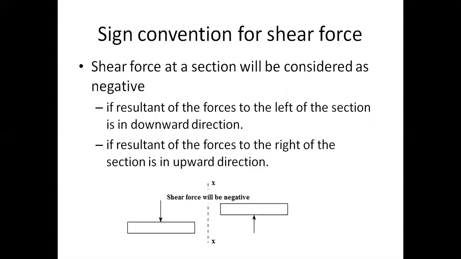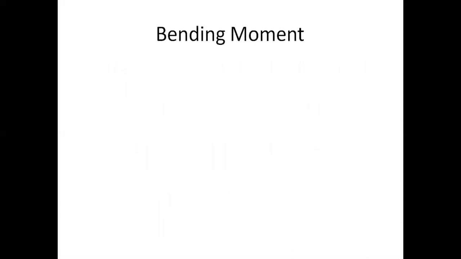Here the sign conventions are very important. When we draw shear force and bending moment diagrams, these sign conventions are very important. So simply: left-hand side upward is positive, left-hand side downward is negative. Right-hand side downward direction is positive, right-hand side upward direction is negative. Simple. Now we will go to what a bending moment is.